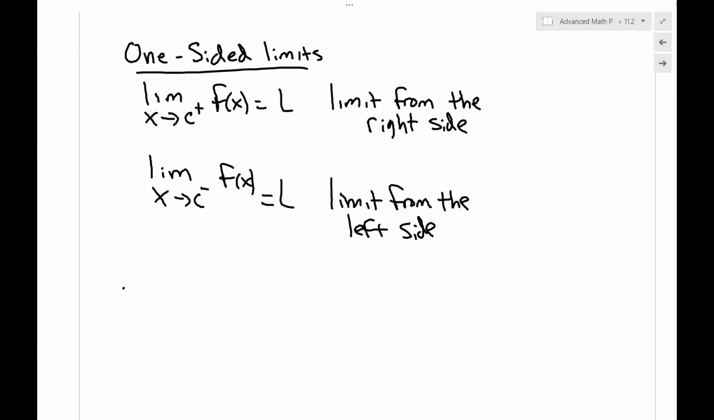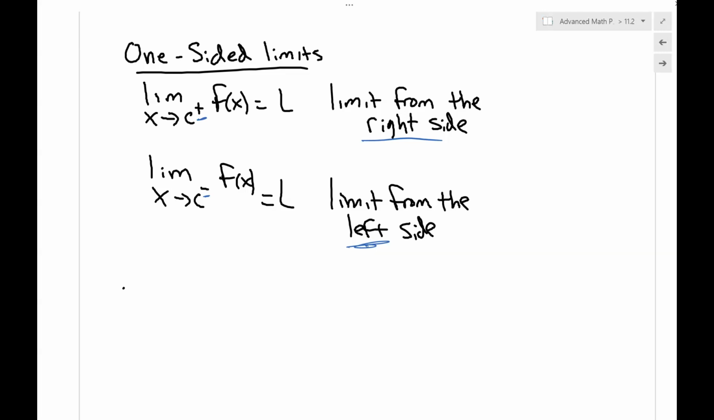So we have a little bit of notation. It's real simple. We say the limit as x approaches c with, instead of an exponent, a plus symbol in the exponent. That plus means from the right side. And if I want the left side, I'm going to put the exponent as a negative, and that means the left side. So that's what the notation means.